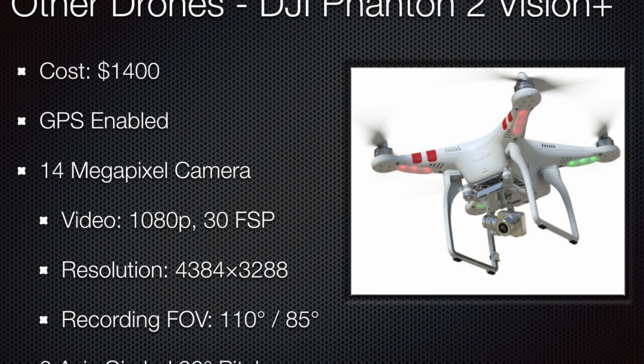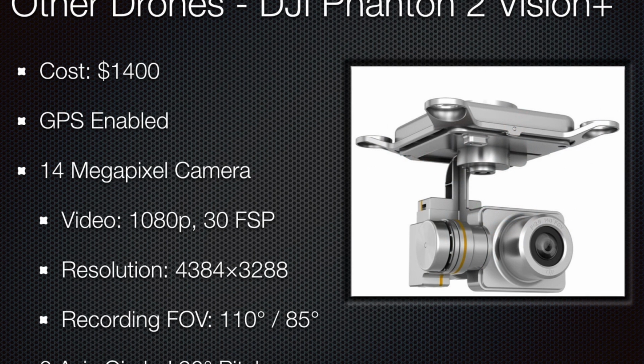It does have a pretty impressive camera. It's a 14 megapixel camera. It does 1080p at 30 frames a second. You can see its resolution, and its field of view for the camera is 110 degrees by 85 degrees. And the gimbal that it actually uses is a self-correcting gimbal, so you can set it and it will account for the wind and the bumps and everything that's out there. This drone comes off the line around $1,400.